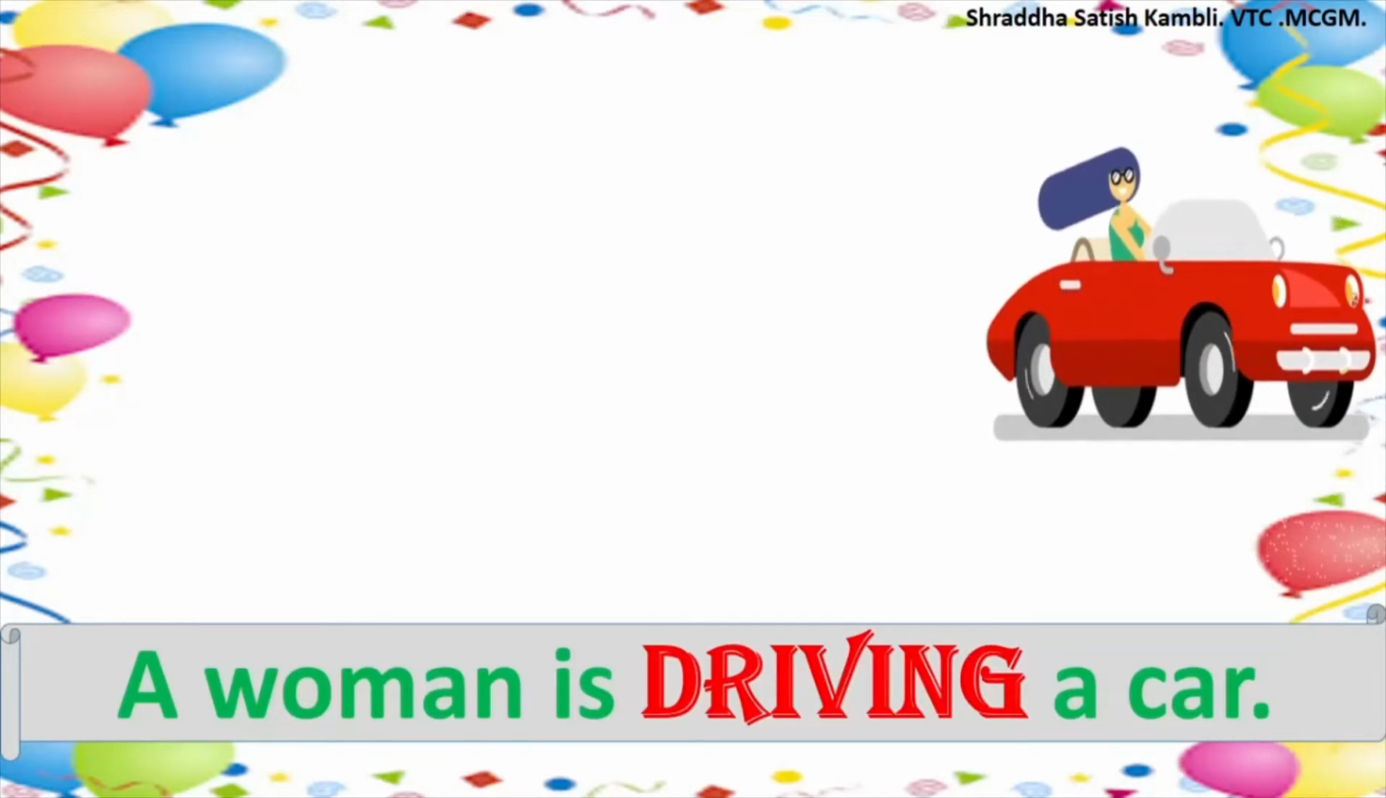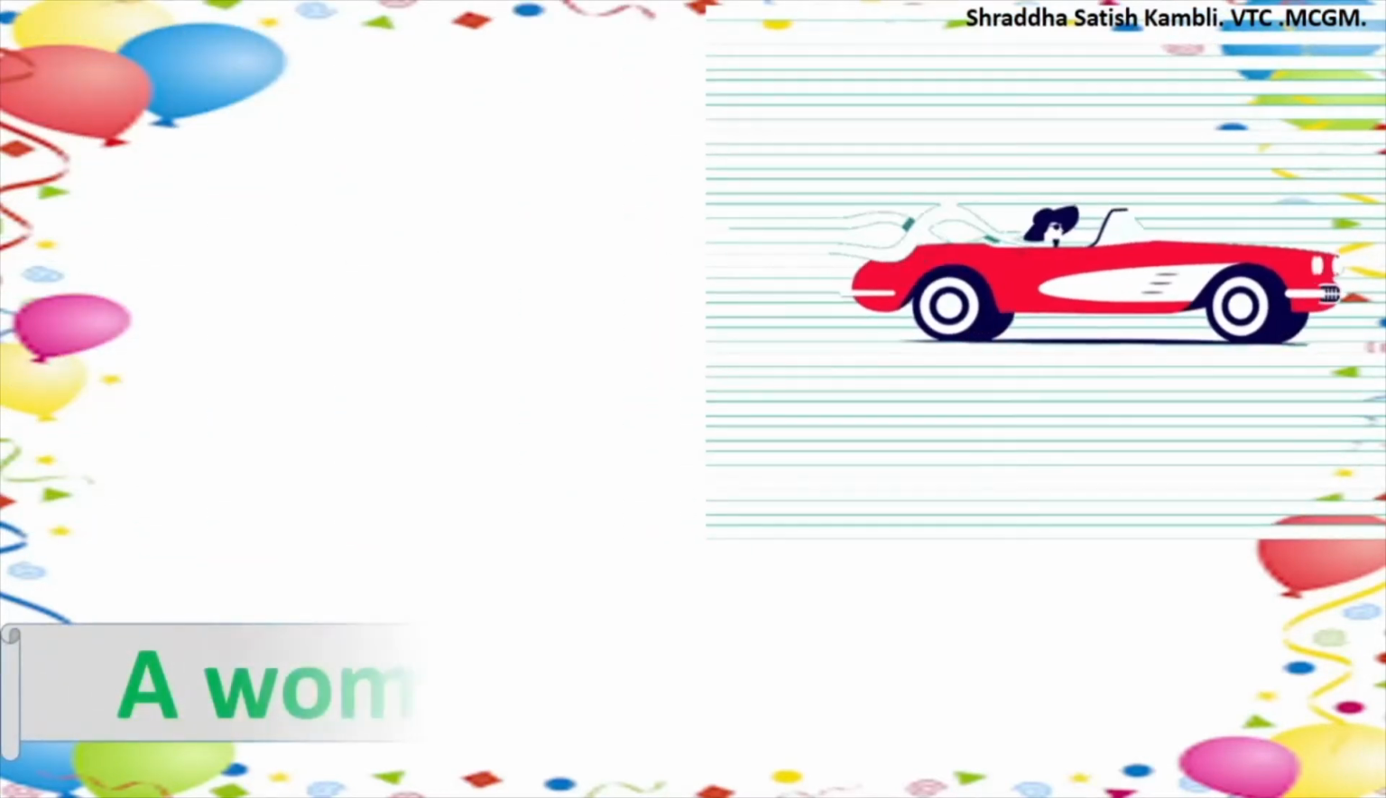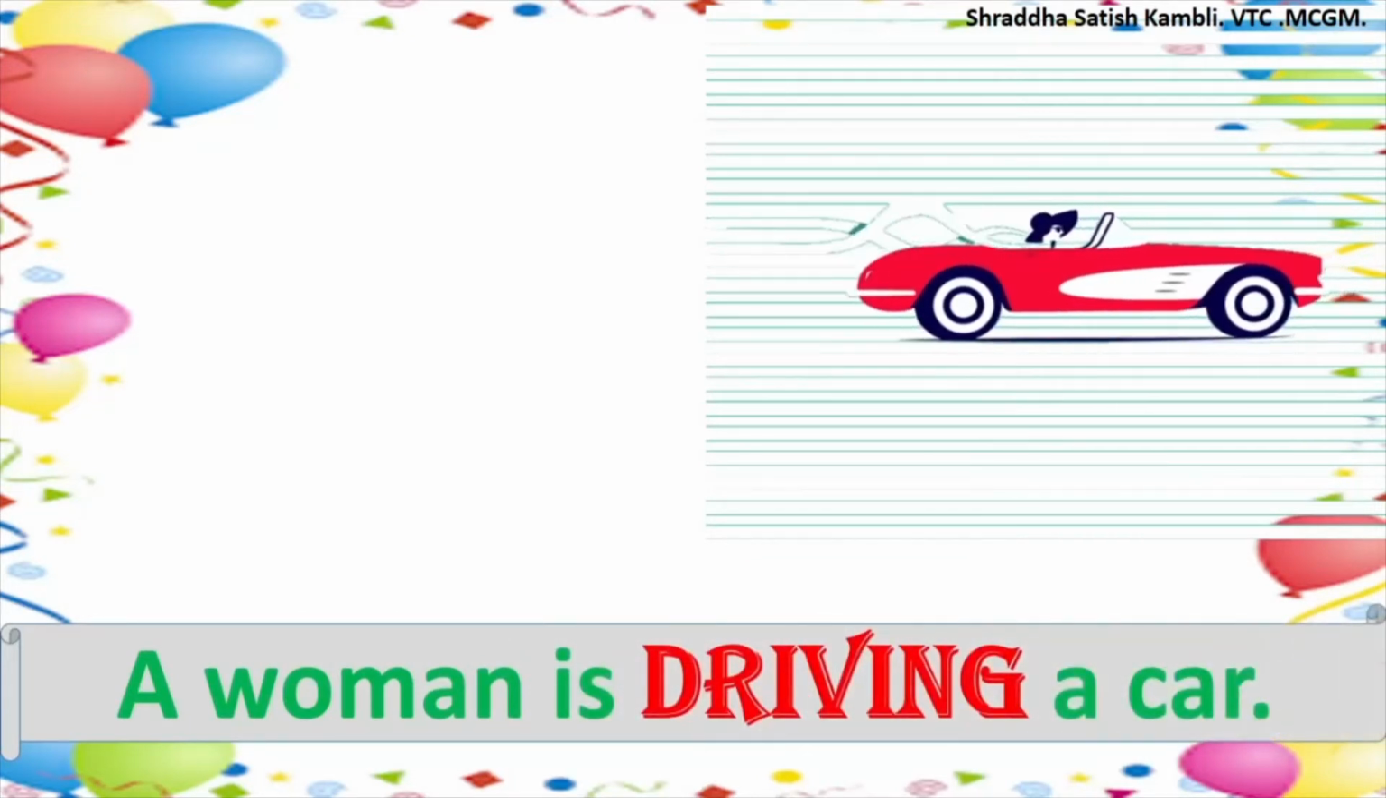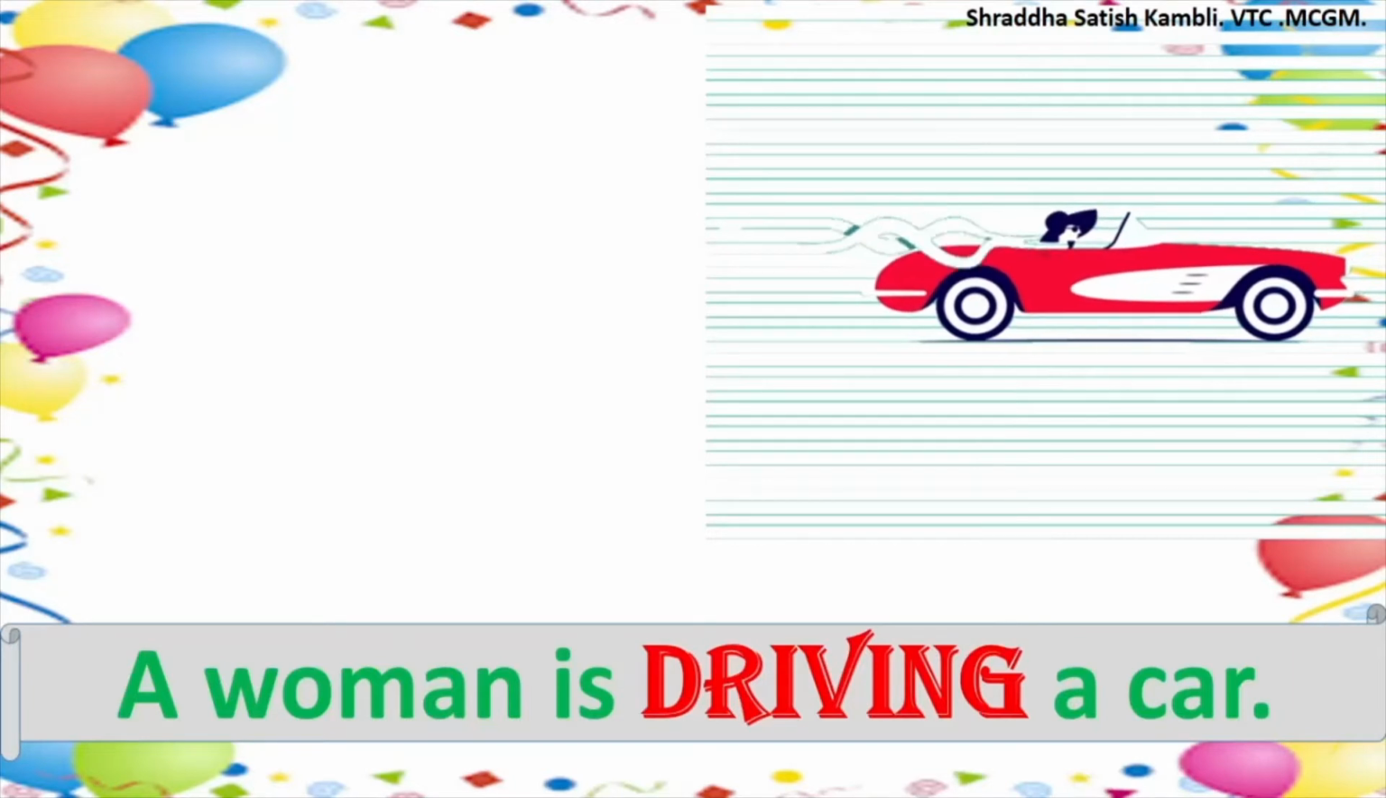Driving. So what is this action? This action is of driving. A woman is driving a car. Look at the next one. Now, what is she doing? A woman is driving a car. Driving. All right, children? Very good. So let's move on.